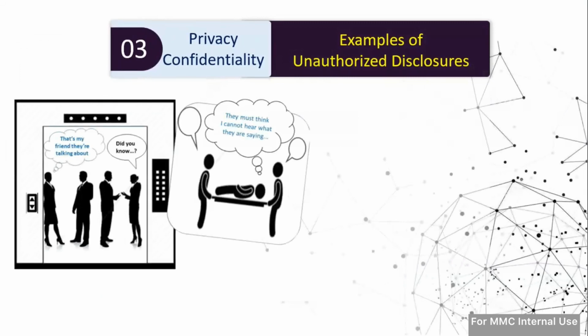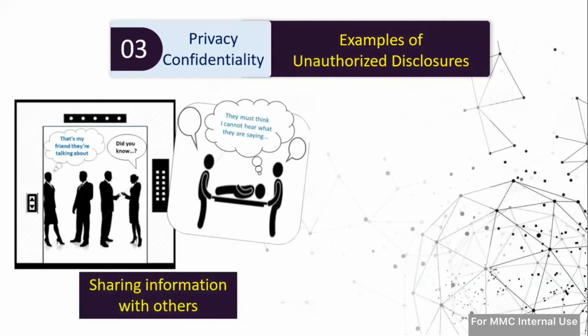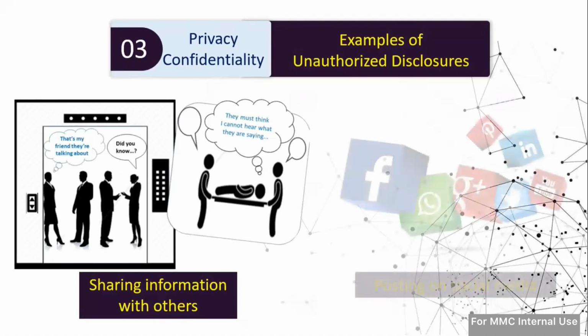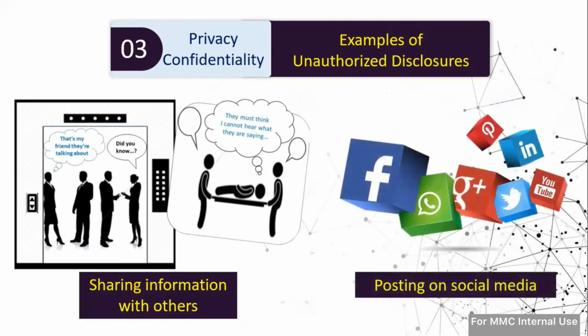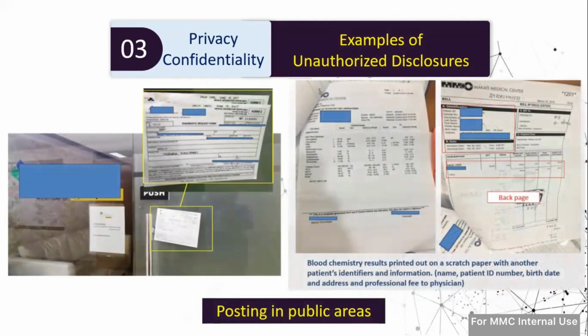Other examples of unauthorized disclosures are sharing of information with others, like when you are inside the elevator and begin to discuss your patient's case with a colleague, and posting on social media photos or experiences at the workplace. Another is posting in public areas, like blood chemistry results printed out on scratch paper with another patient's identifier and information, like name, patient ID number, birth date, and address, and professional fee of physicians.